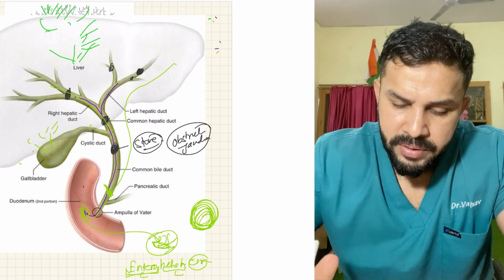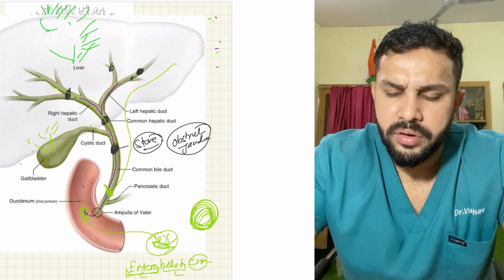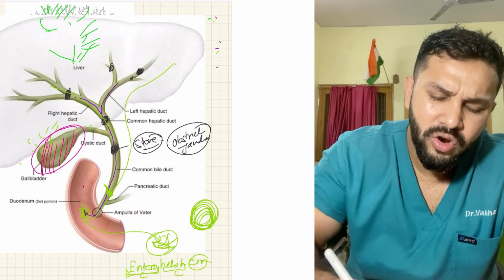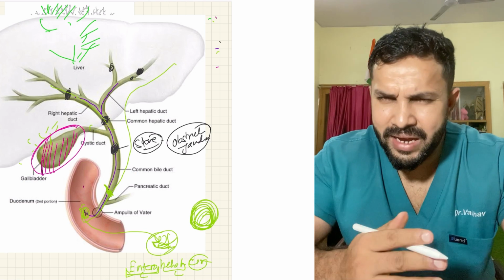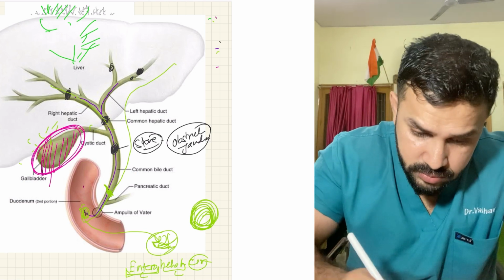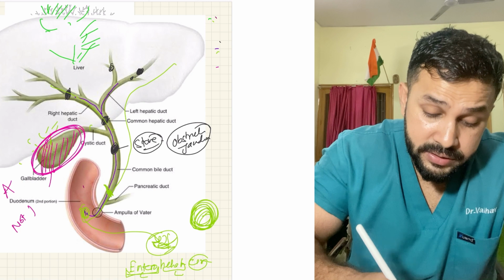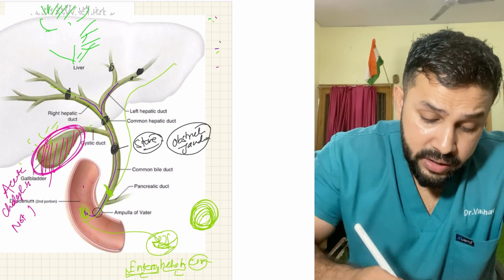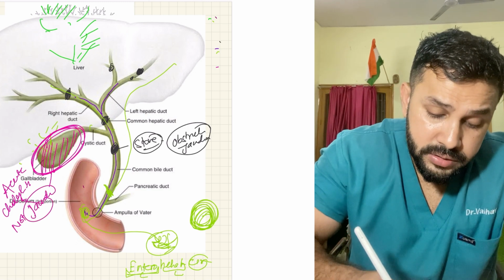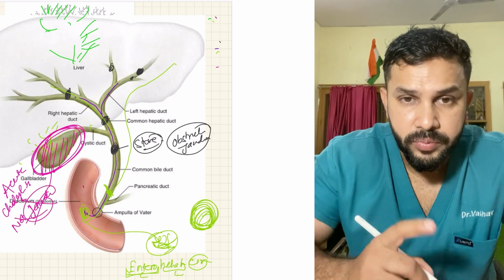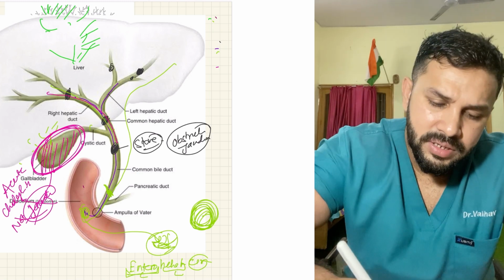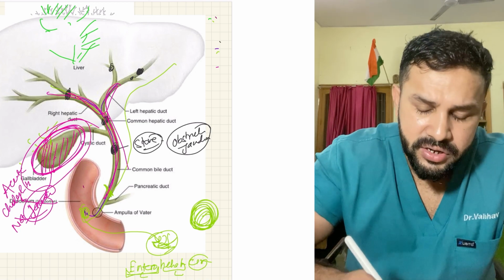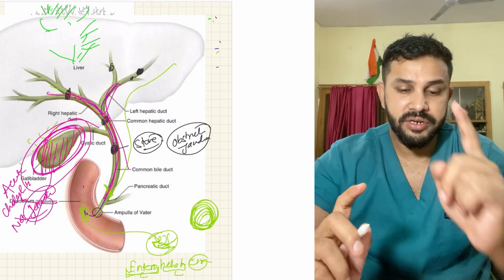Coming to one more entity which is frequently asked: acute cholecystitis. Acute cholecystitis will not produce jaundice, because the gallbladder is a separate entity from the bile flow, unless some conditions are there.